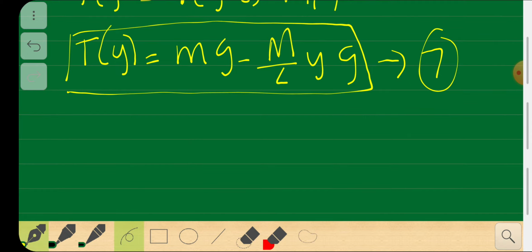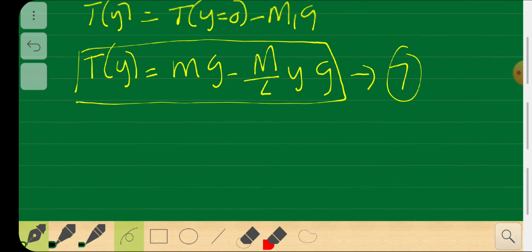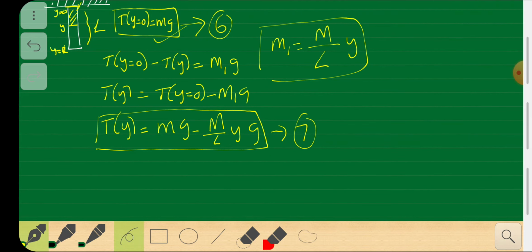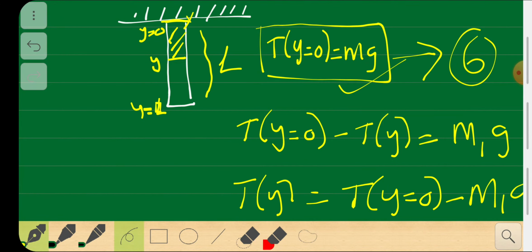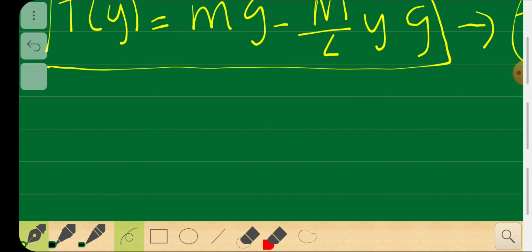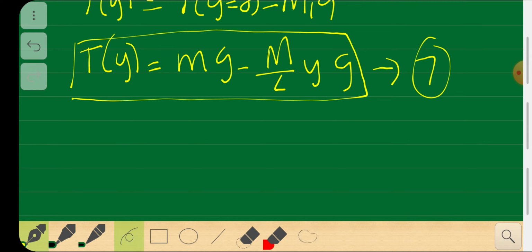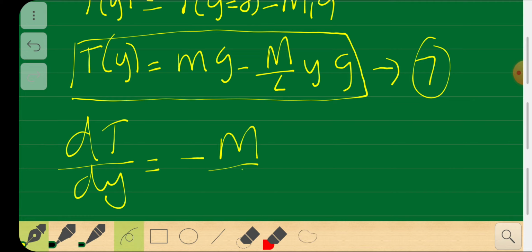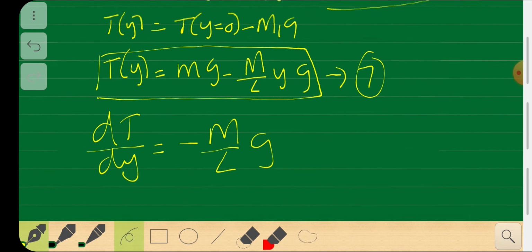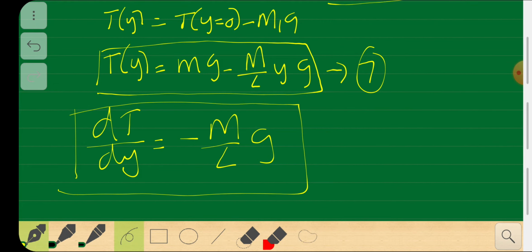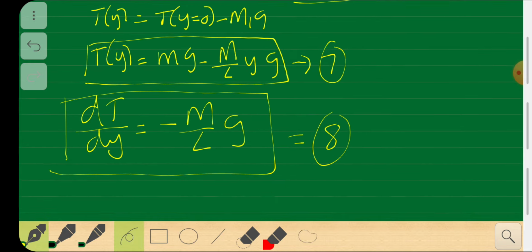Now how does the tension change over this length? When you come down, how will the tension change? For that, all you have to do is just take the derivative. You get dT by dy must be equal to minus m by L g, right? So that's the rate of change of tension. So we have found the tension inside a string, and also a suspended string, a massive string.